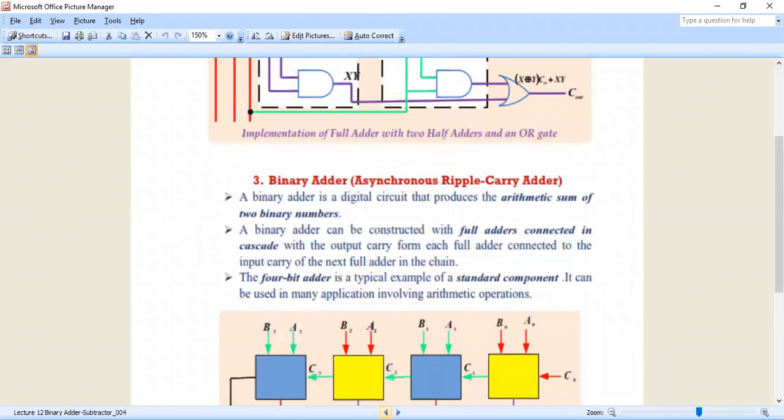So binary adder is nothing special. A binary adder is a digital circuit that produces the arithmetic addition of two binary numbers. So here we use full adders. You have to use the full adders. So these full adders will be connected in which mode? Cascading mode. Cascading mode is nothing but the output of one adder will connect to the input of the next full adder. That is nothing but cascading.